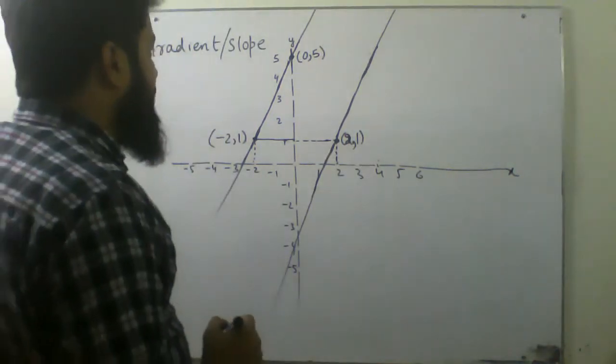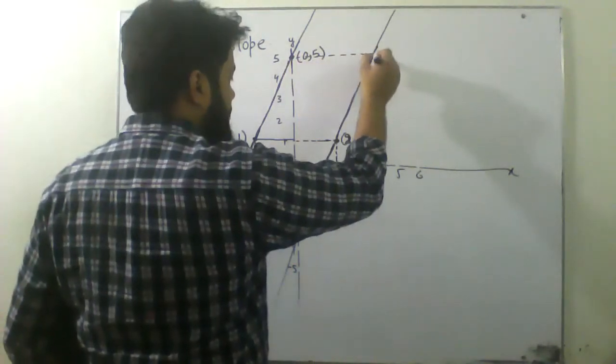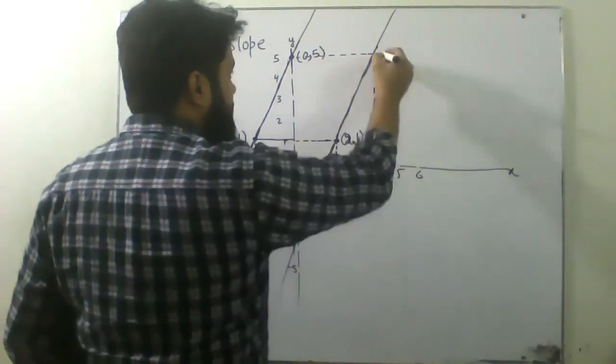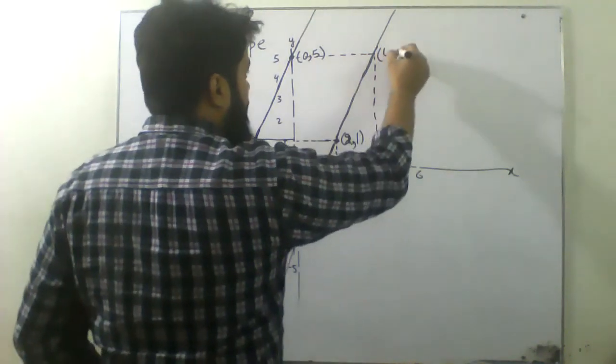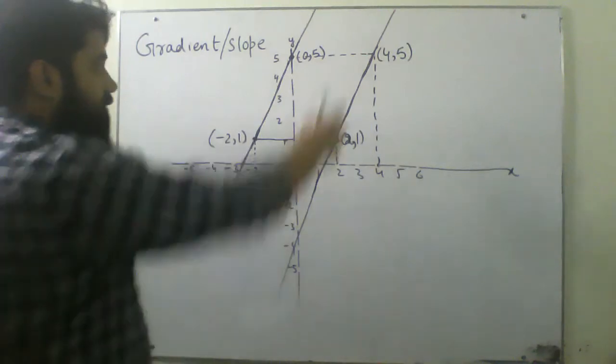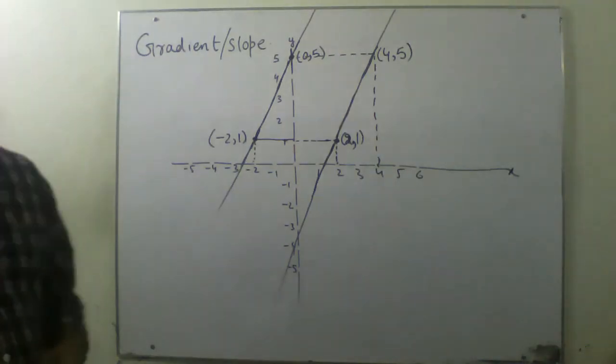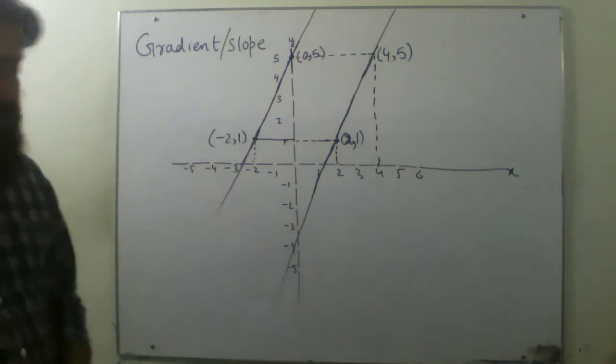And what else can I have? For instance, if I draw a straight line in this direction and then drop it, this comes to 4, comma 5. So I have to find a gradient over here, and I am going to find a gradient on this line. The lines are parallel to each other, as you can see over here.